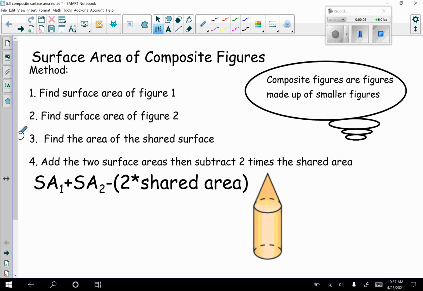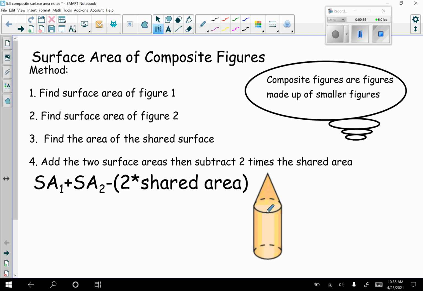And surface area, y'all remember, is the area of the outside of the figure. So we have our method that we're going to use. First step would be to find the surface area of figure 1. I'm going to call figure 1 the cone, so I would find the total surface area of my cone. Step 2 would be to find the total surface area of that cylinder. And then step 3, find the area of the shared surface.